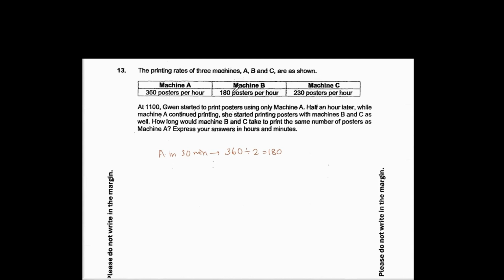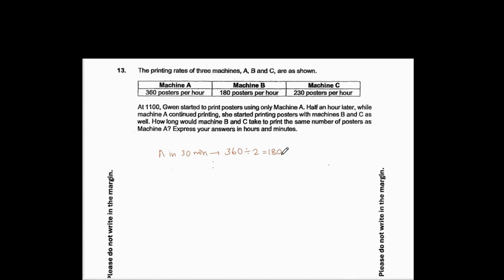Okay, the question is asking for B and C, asking how long it will take for B and C to print the same number as A. So for B and C to print the same number of A means that there is a like a catching up to do, right? Because A already started with 180. Okay, let's find what is A and B combined.